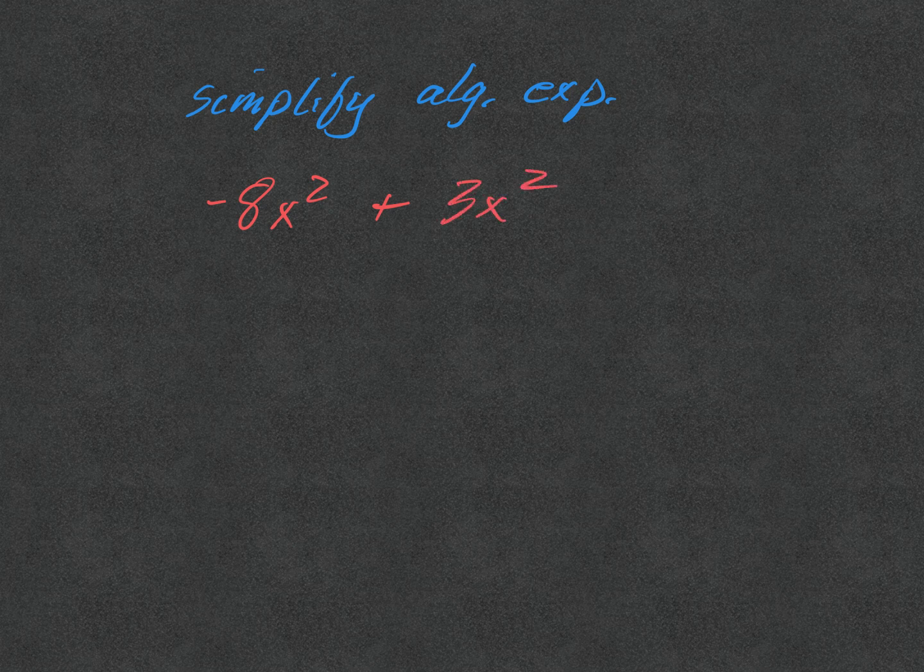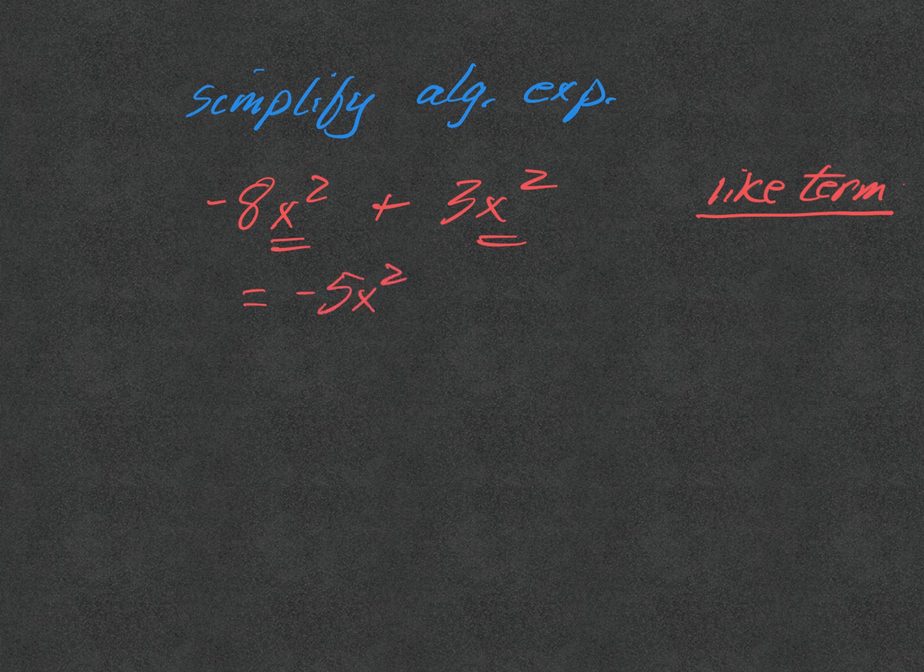Okay. Now, we need to define what like terms are a little better. A like term is going to be a term in an algebraic expression where the variable and the exponent parts are exactly the same. Now, as you can see, both of these are x squared, so they are a like term. So we could go ahead and add the coefficients and get negative 5x squared.